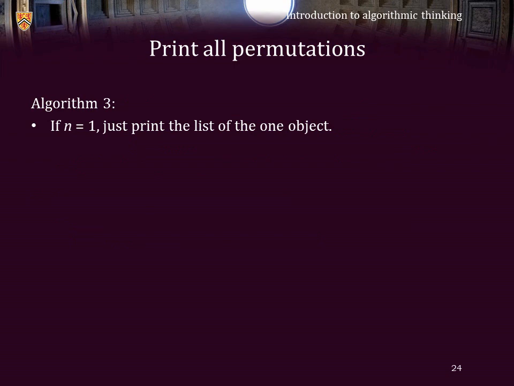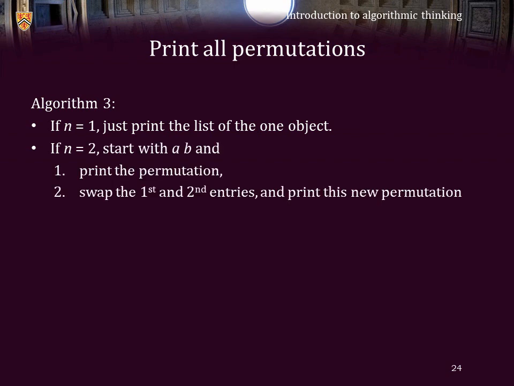So let's look at a different algorithm. This is algorithm 3. If n is equal to 1, just print out the list of the one object. If n is equal to 2, start with A and B, print that permutation, swap the first and second entries, and print this new permutation.